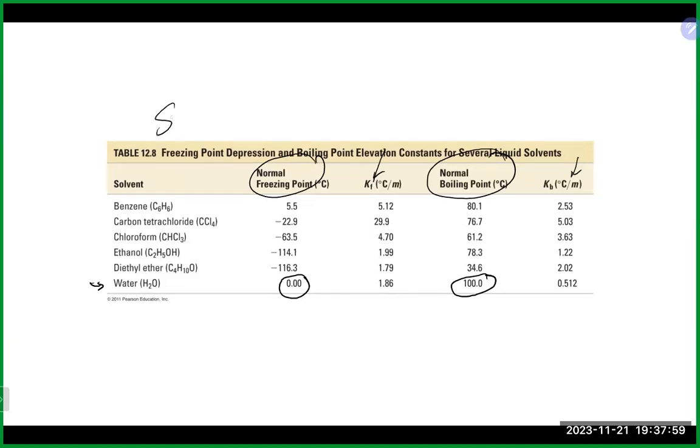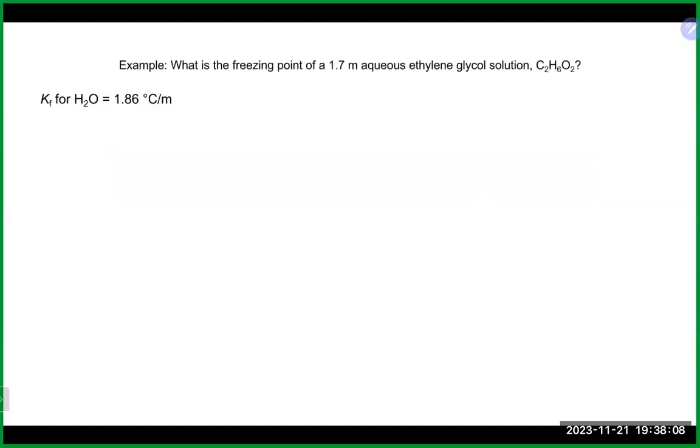Once again, this table is based off the solvent, not the solution. So whatever was used as the solvent is what you want to look up in this type of table. So let's take a look at this one here. What is the freezing point of a 1.7 molal ethylene glycol solution of C2H6O2? The Kf for water, freezing point equation.